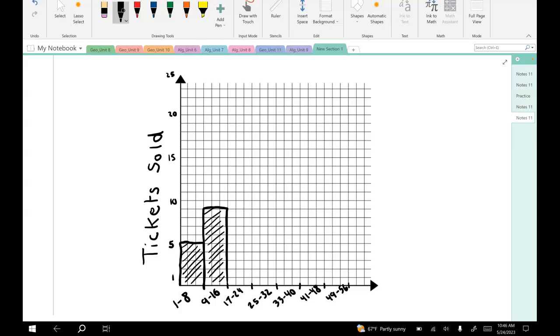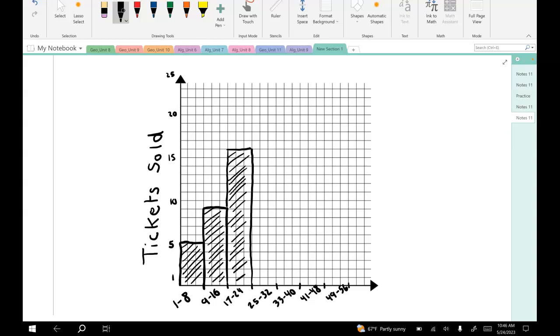Then we can do our next one. 17 through 24, the frequency is 16. So we have to go just 1 above 15. Again, do some little shading just so it pops out on the page. Then we just keep doing the rest.